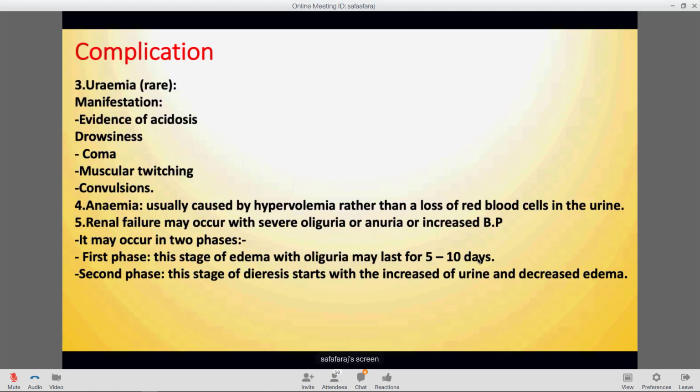Anemia is caused by hypervolemia rather than loss of red blood cells. For that reason, it's called pseudoanemia. When we manage the patient in a proper way, the anemia will disappear.